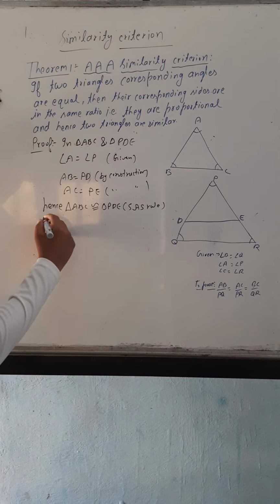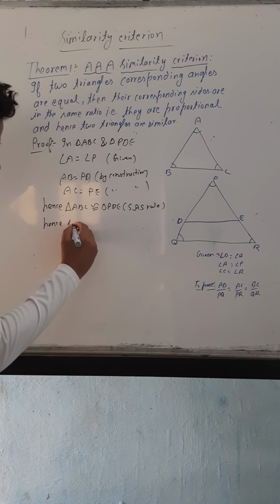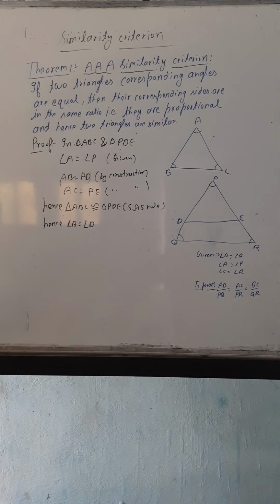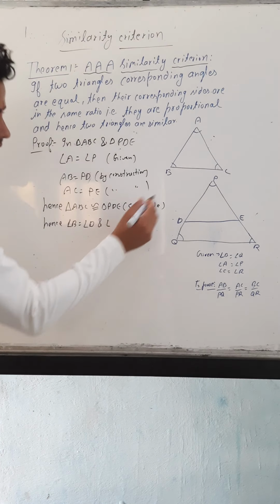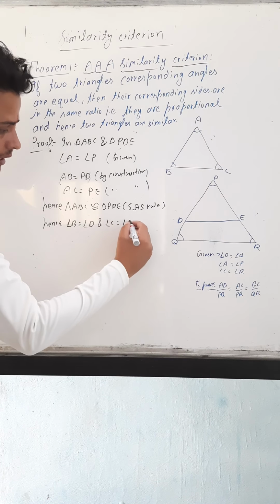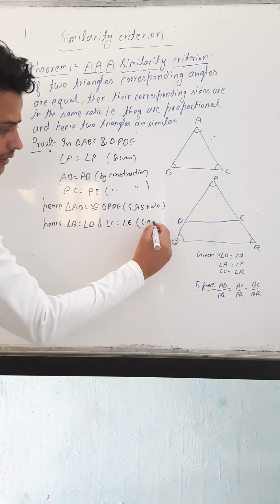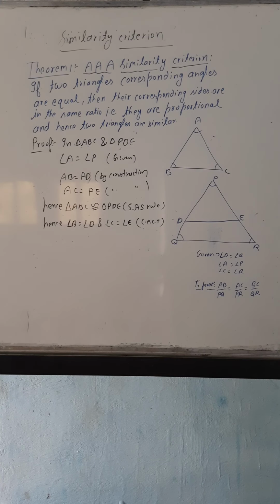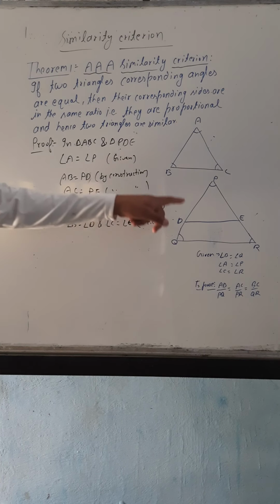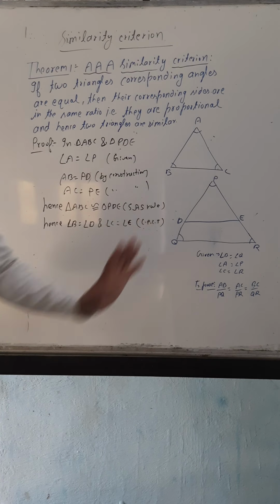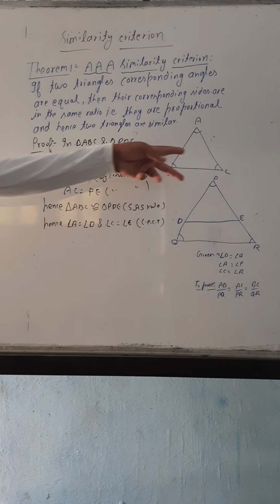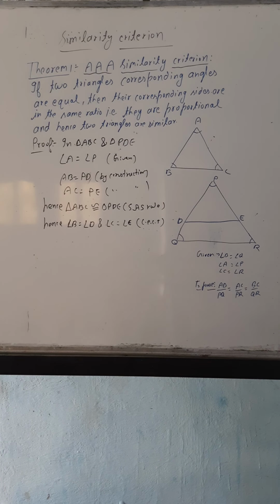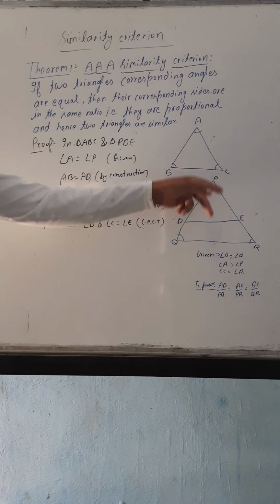So hence angle B will be equal to angle D and angle C will be equal to angle E. This is how CPCT works: corresponding parts of congruent triangles become equal, and their angles also become equal. Because both the triangles are congruent to each other. Very good. Now we have proved that angle B equals angle D, and angle C equals angle E.